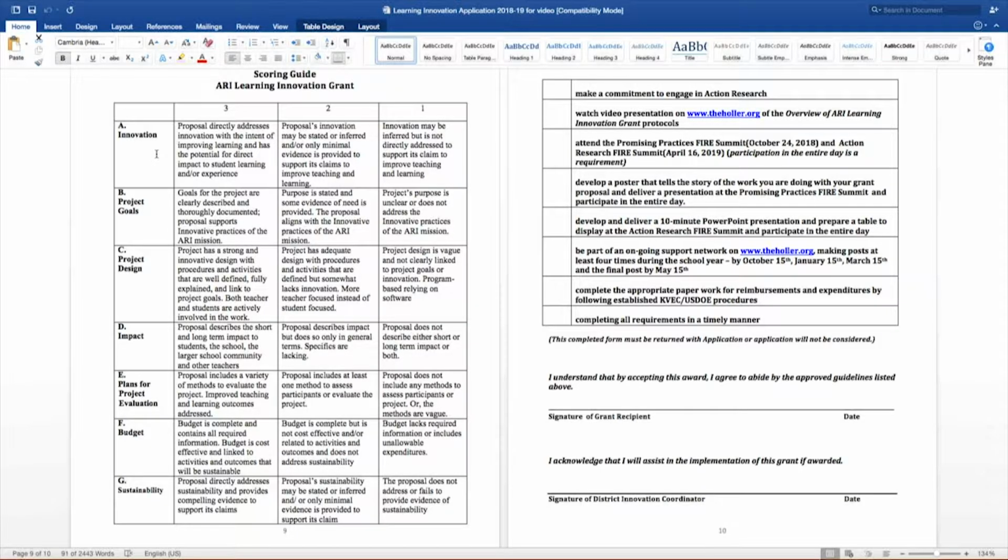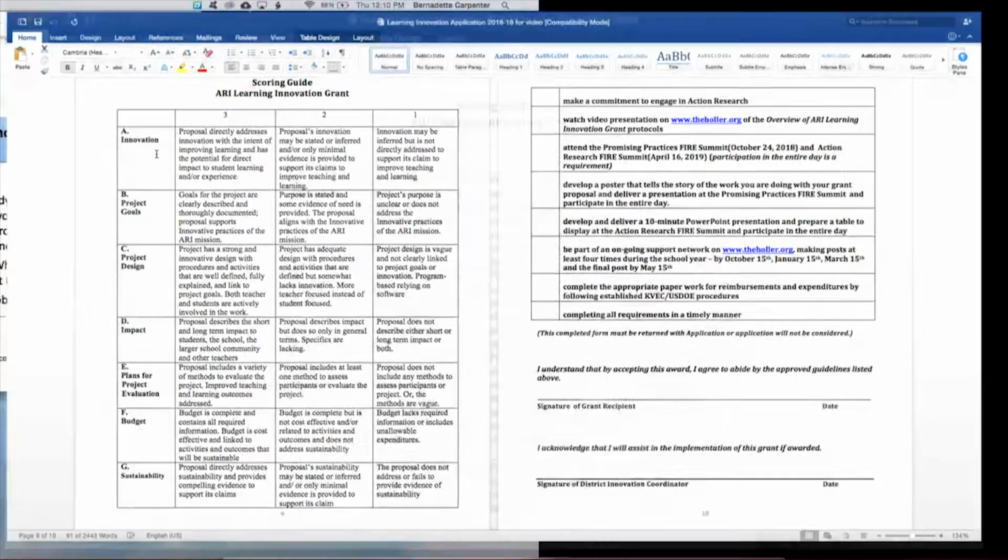Do you want to score 3? If you want to score 3, go down through there and make sure you have addressed everything that you need to in that rubric to score a 3. And not just you score, let your colleagues score with you, let your principal score, have your innovation coordinator score yours, and then you can make improvements based on that.